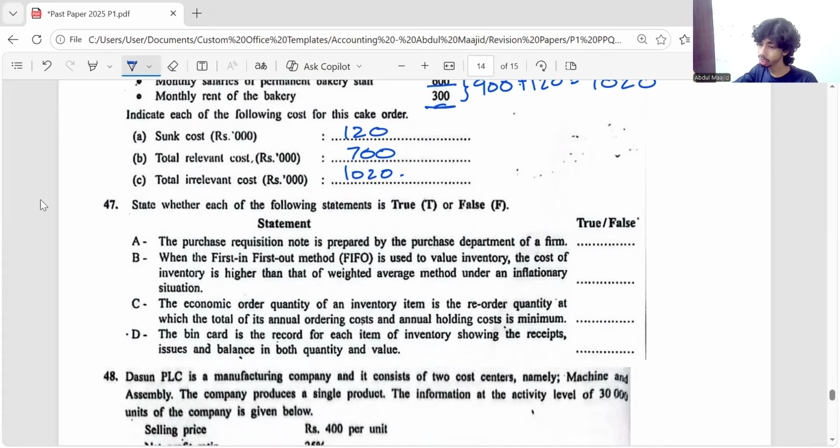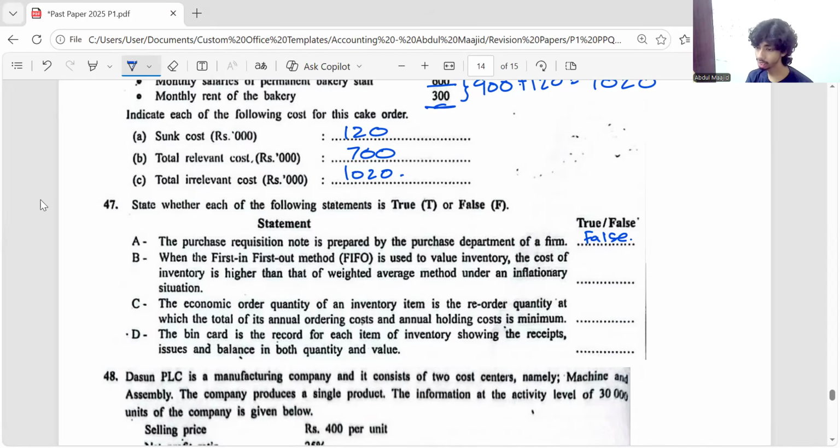47. State whether each of the following statements is true or false. The purchase requisition note is prepared by the purchase department. False. Purchase requisition note is prepared by the stores department requesting the purchasing department to purchase goods. So it is not prepared by the purchasing department. It is prepared by the stores department.